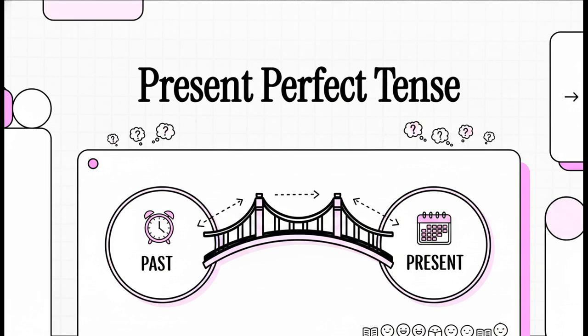I want you to think of the present perfect tense as a grammatical bridge. It's literally a bridge that directly connects an action or an event from the past right up to the present moment. And honestly, once you start seeing this bridge, everything else is just going to fall right into place.